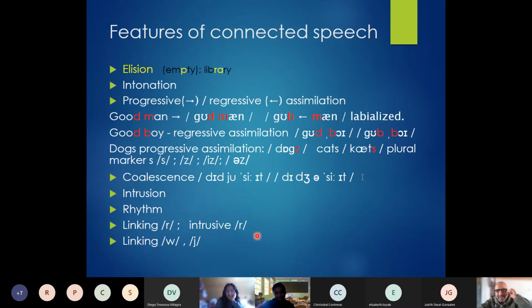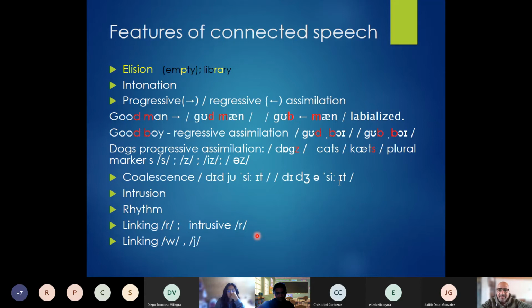So coalescence is a feature of connected speech in which one sound and another merge into a new one. A new one is produced, one that did not exist, because J, if you look at the question "did you see it?", is not present there. It takes place by combining these two and a new one appears. Now I said "did J."